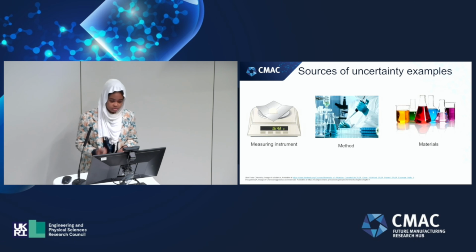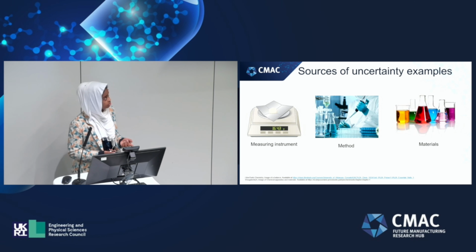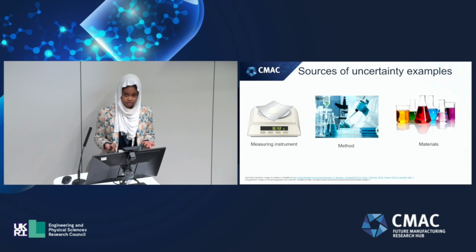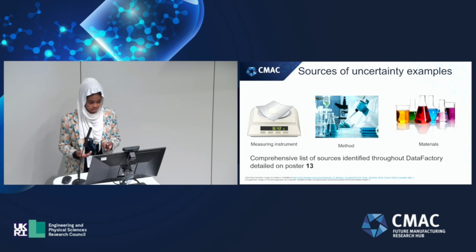So what do I mean by sources of uncertainty? This is anything that causes the measurement to deviate from the true value. For example, the measuring instrument can be affected by how sensitive the instrument is, or the way you prepare your samples can also have an effect on the measurement, and even materials can have an effect on the measurement, like the sample having impurities and that kind of thing.